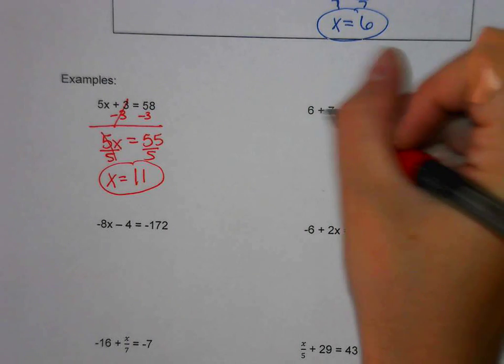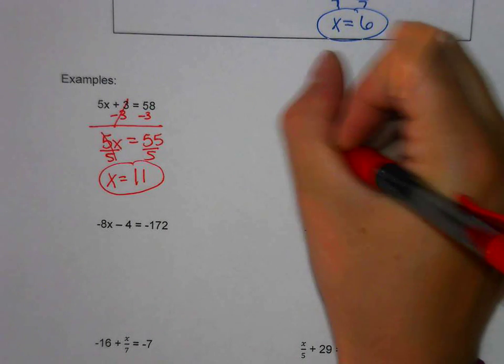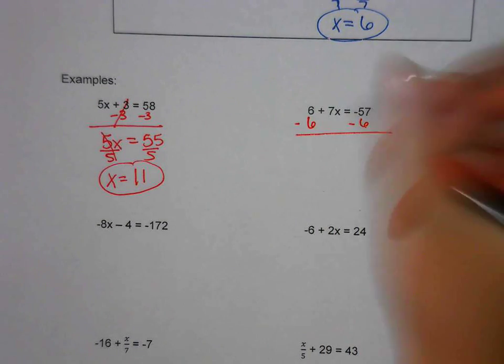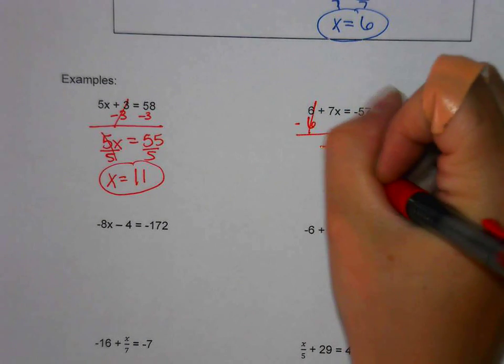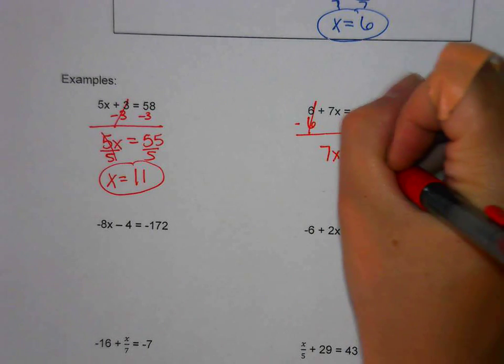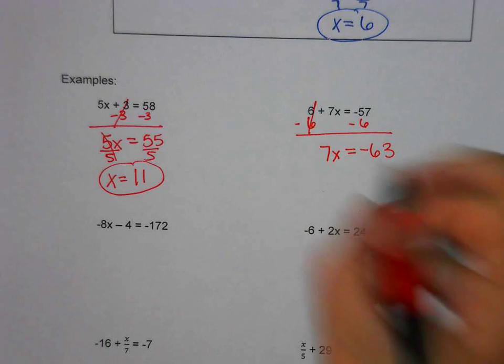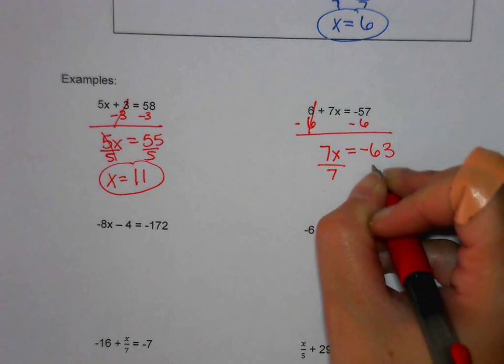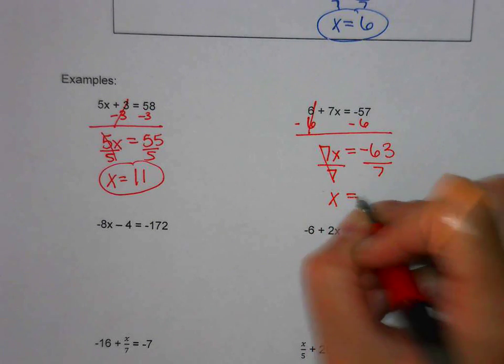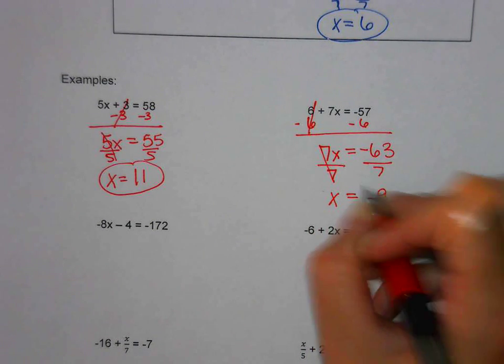So here we're adding a positive 6. So we want to subtract 6 to both sides. 6 minus 6 is 0. So we're left with 7x equals negative 57 minus 6 is a negative 63. And divide both sides by 7. Those become 1, they cancel out. So x equals negative 9.